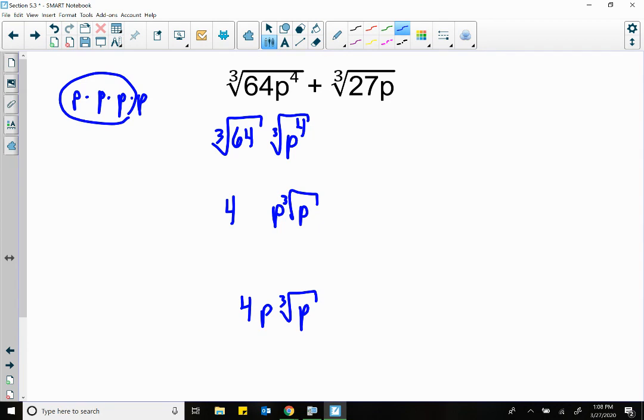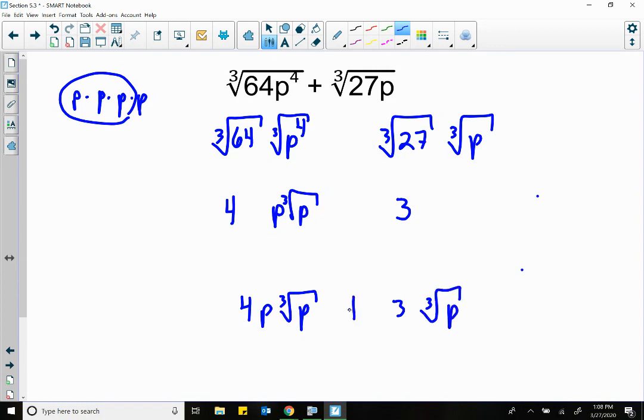Then over here, we're going to separate this. Cube root of 27 and cube root of p. Cube root of 27 is a perfect cube. That is 3. Cube root of p, there's only one p and it takes 3 to escape. So that guy's actually going to stay the way it is. So we have 3 cube root of p. And there's a plus sign between this.